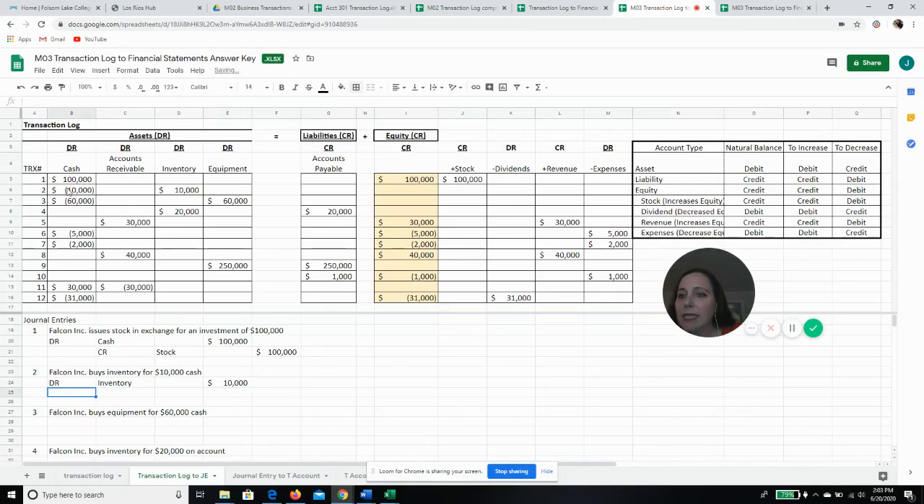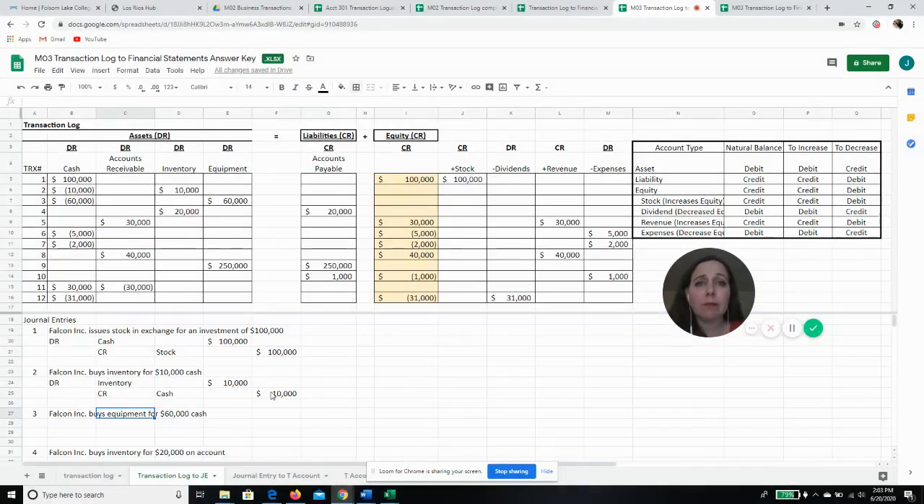And then I decreased cash. Cash is an asset, so to decrease an asset, I'm going to credit. So I'm going to put my credit here to cash, 100,000. All right, my debits equal my credits, so I am in good shape. I'm going to keep going along.